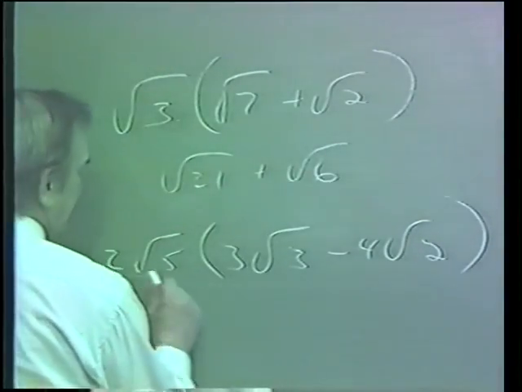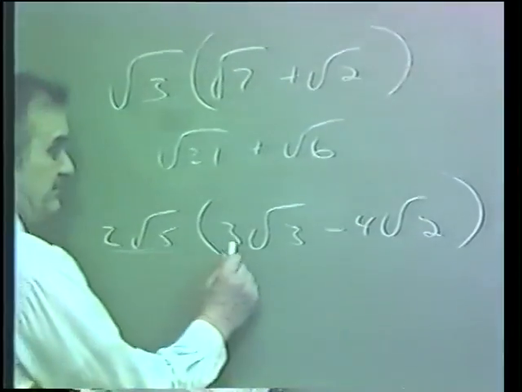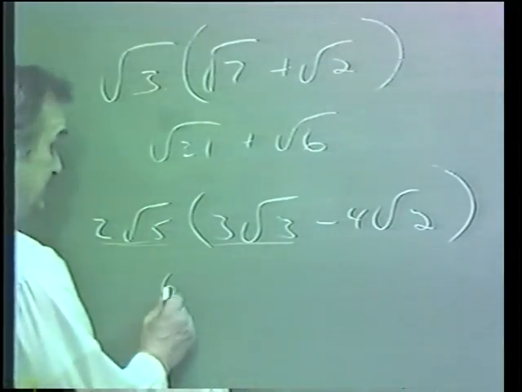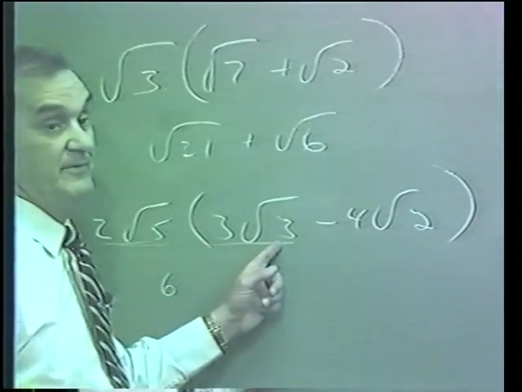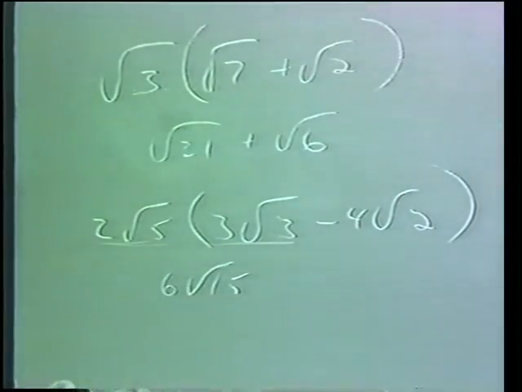Here we go. We're multiplying this times every single term in the parenthesis. So we're multiplying this times the first term. We take care of the coefficients: 2 times 3 is 6. Square root of 5 times the square root of 3 is the square root of 15. And there's the first term.